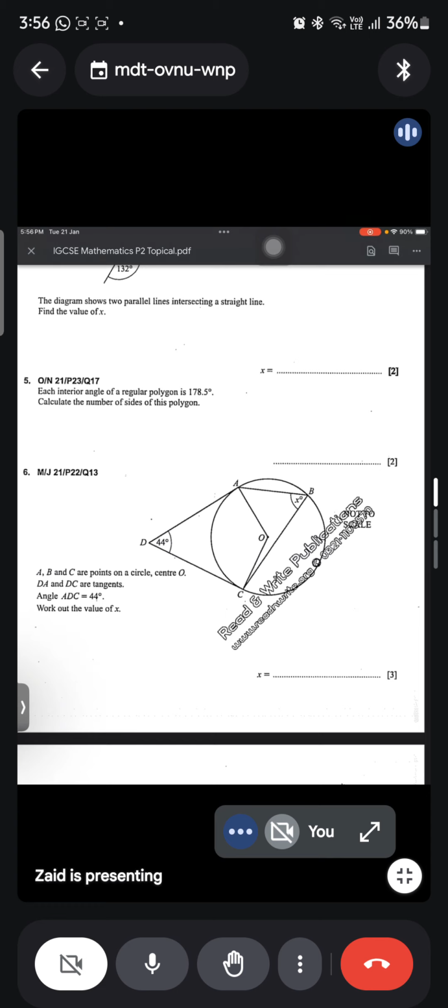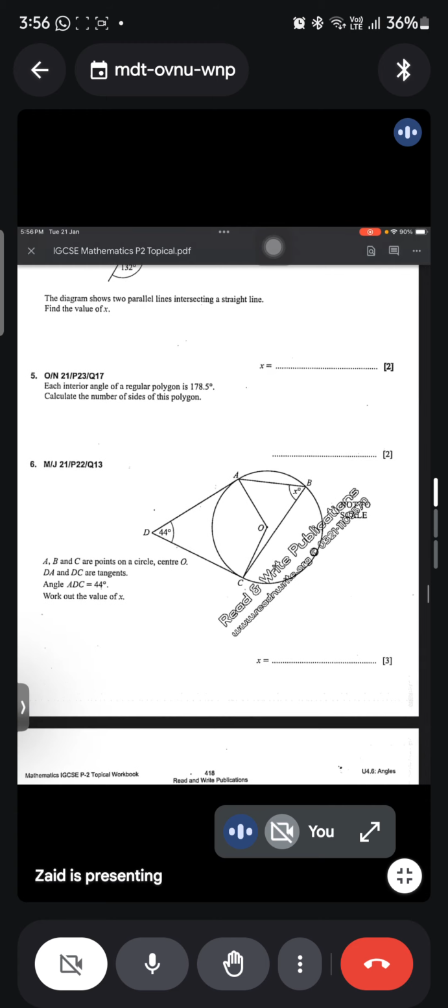All right. So over here, if the angles are not being asked, but you have to find them. Okay.